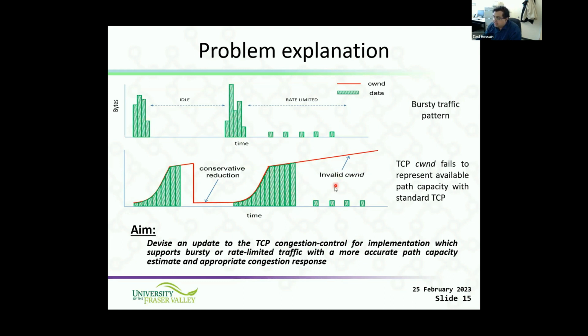Now, in the other case, when there is small data traffic, the congestion window keeps on increasing, saying that, yeah, probably next time I can send a lot of data. But unfortunately, this is an invalid value of the congestion window. If we send a lot of data, probably we will see a big loss. So this is the problem. Because of this conservative behavior and because of this invalid congestion window value, the congestion window does not reflect the available path capacity correctly.